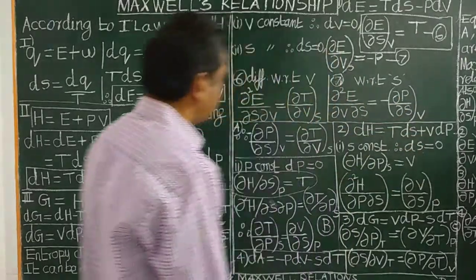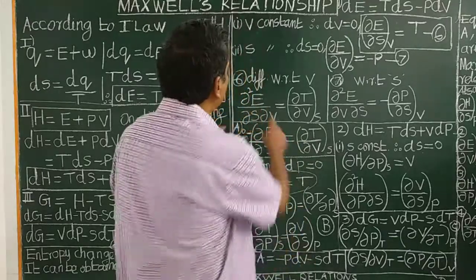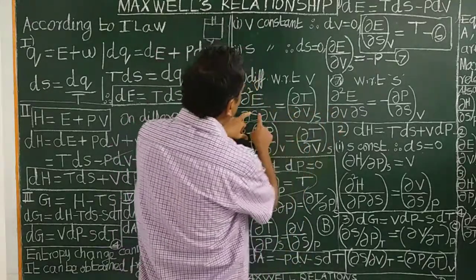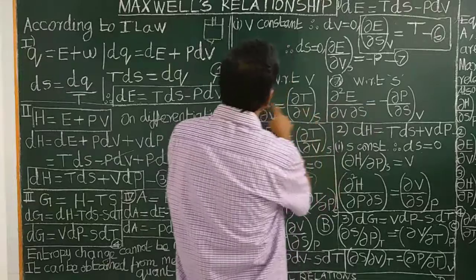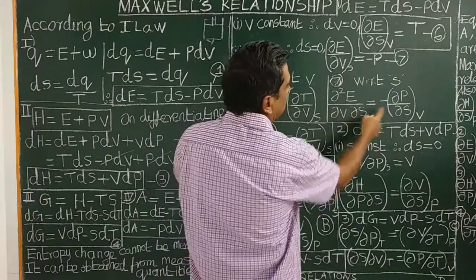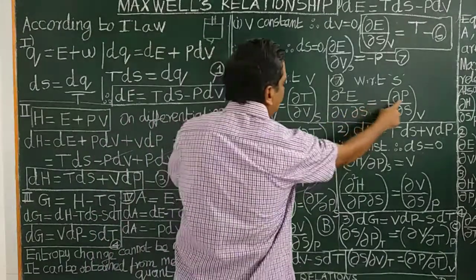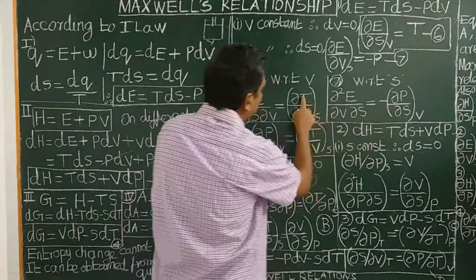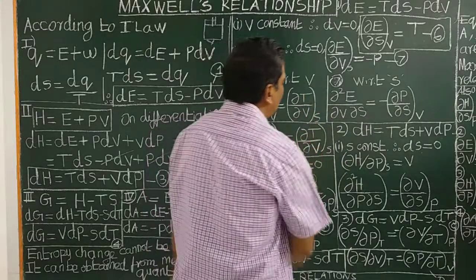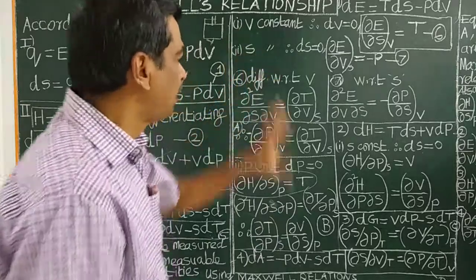Therefore, constant volume. So we have now these two. The left-hand sides are equal for these two equations: ∂²E/∂S∂V equals ∂²E/∂V∂S. Therefore, minus ∂P/∂S at constant volume equals ∂T/∂V at constant entropy. This is the first Maxwell relation.